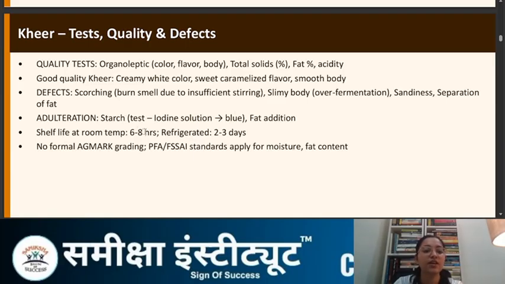Then shelf life. This is not that important here, because it will not be asked in the examination; even if it is asked, you can estimate it and easily tell what the shelf life will be. So no formal egg mark grading is done, but the FSSAI standards apply for moisture and fat content.